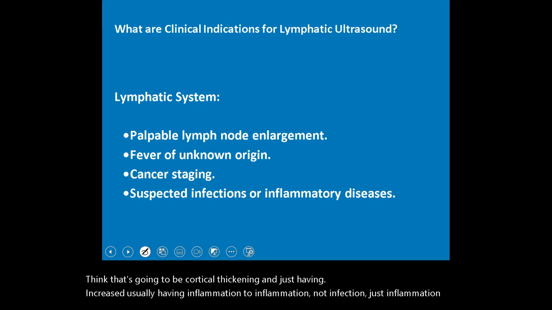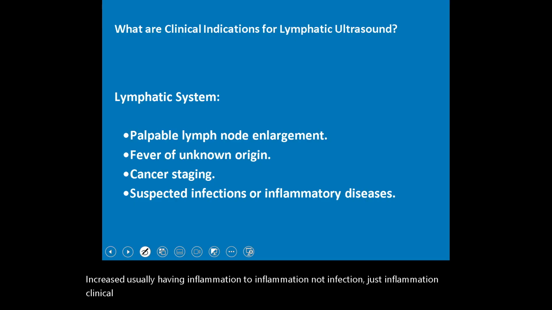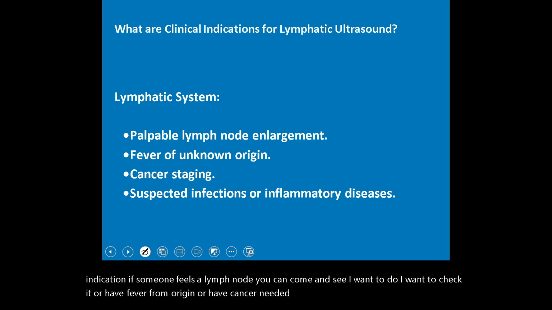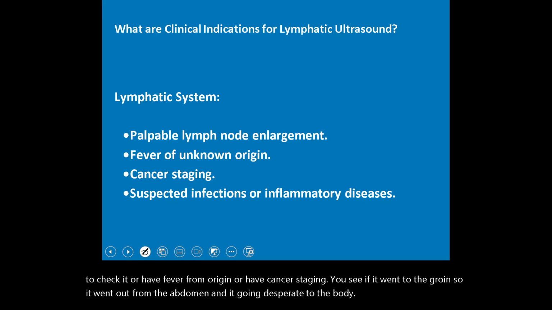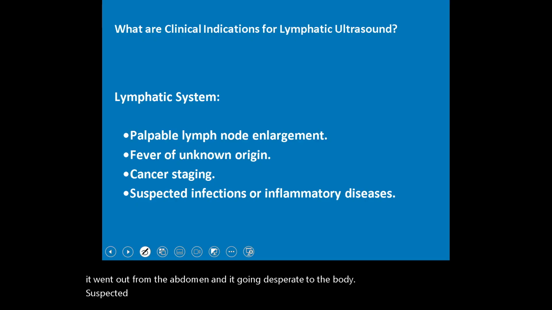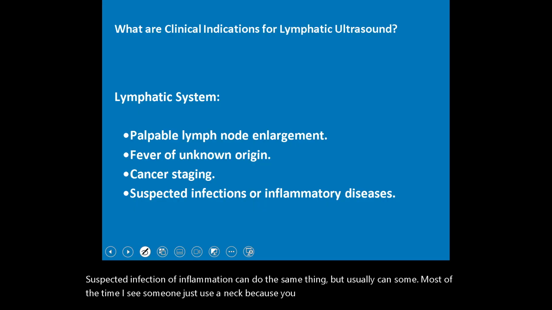Clinical indications: if someone feels a lymph node, he can come and say I want to check it, or fever of unknown origin, or cancer needing staging. You see, if it went to the groin, it means it went out from the abdomen and is going to spread to the body. Suspected infection or inflammation, you can do the same thing. But most of the time I see someone just do the neck, because you may have a small wound in the scalp that he doesn't see, and that's it.